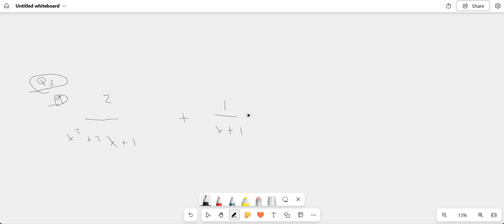Well, you might notice that on the bottom, this x squared plus 2x plus 1 is actually x plus 1 squared. So this is the same as 2 over x plus 1 squared plus 1 over x plus 1. You might be thinking, how do you know that? Listen, these are just things you have to know.